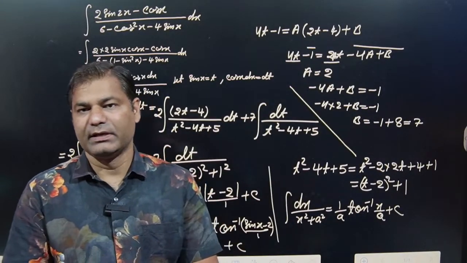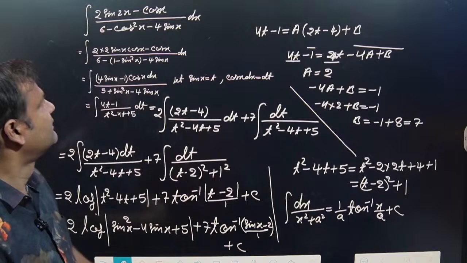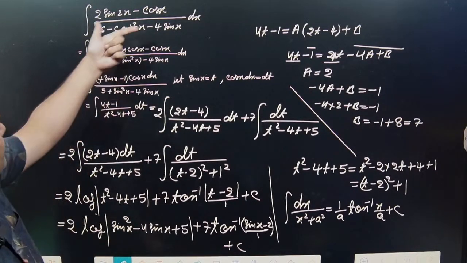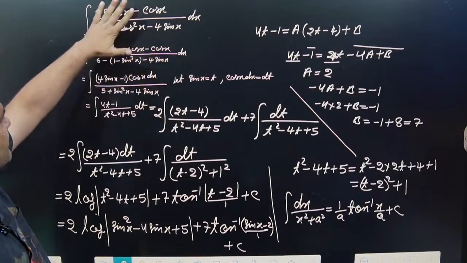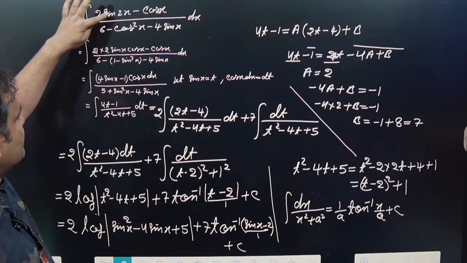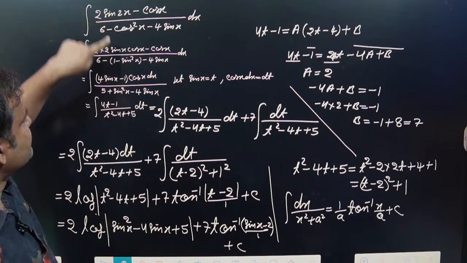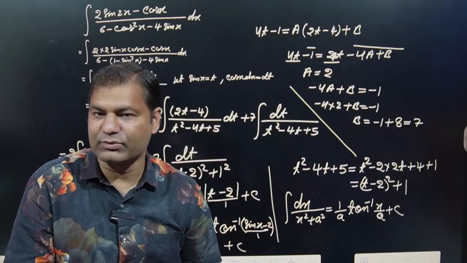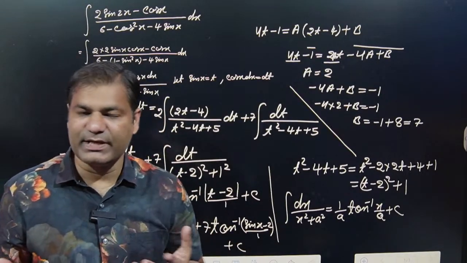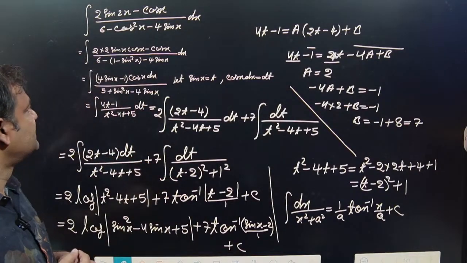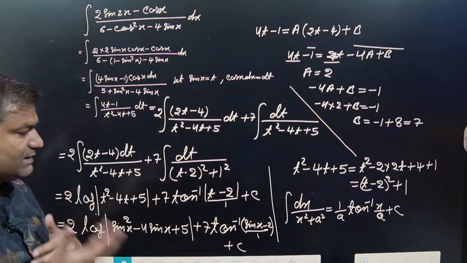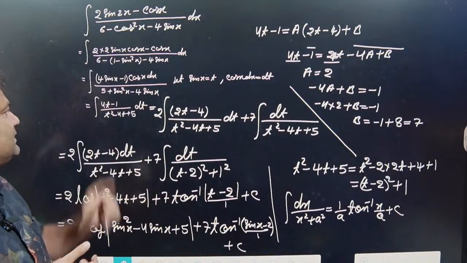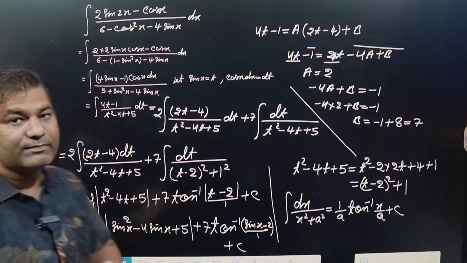So how to make this question, it is a very interesting question, not hard but interesting. This question, first of all, we resolve it. This one is written like 2 into 2 sin x, breaking into 2 sin x into cos x, and cos square x is replaced by 1 minus sin square x. Then if sin x is taken as t, then cos x dx is replaced by dt, so that's why it is written like that. After that, (4t minus 1) upon (t square minus 4t plus 5) into dt.